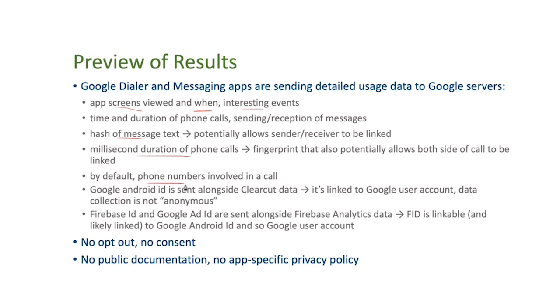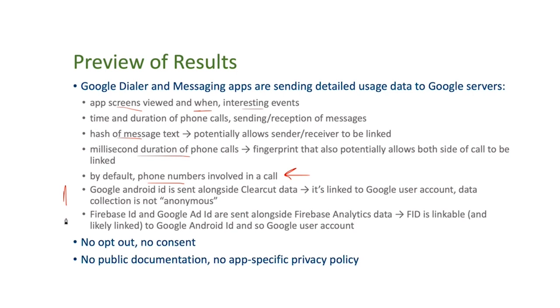By default, the phone numbers involved in the call are also sent. That can be disabled. All the other measurements I'm going to talk about cannot be disabled. There's no opt-out from them. The only one is this: the transmission of phone numbers is related to a call blocking service, so it can be opted out, but it's opted in by default. The data collection isn't anonymous because the Google Android ID is sent alongside it.